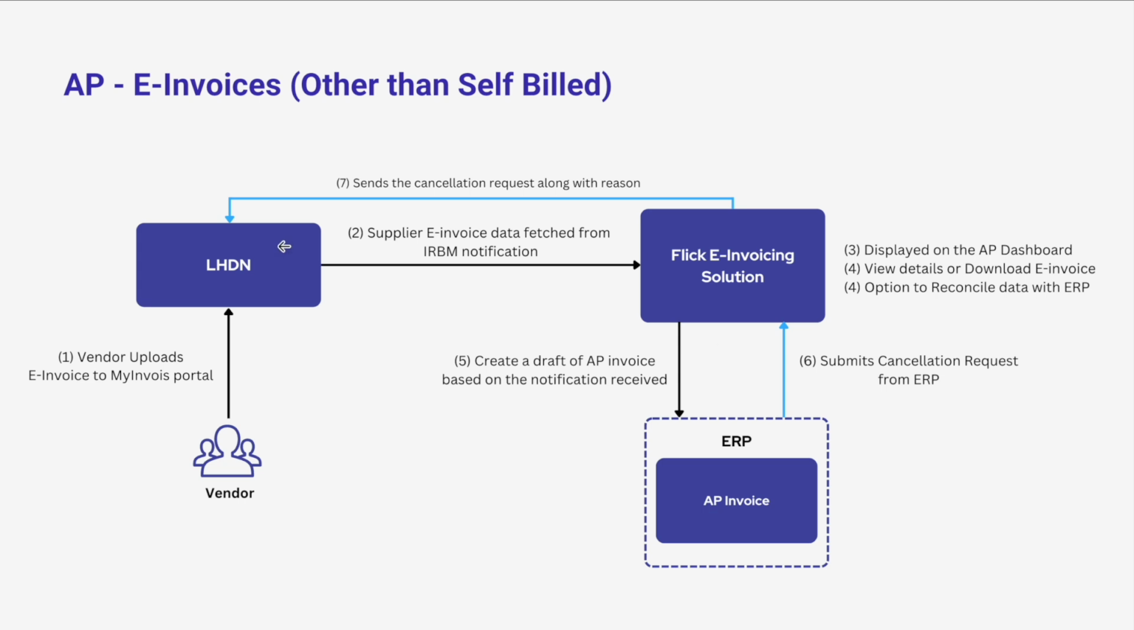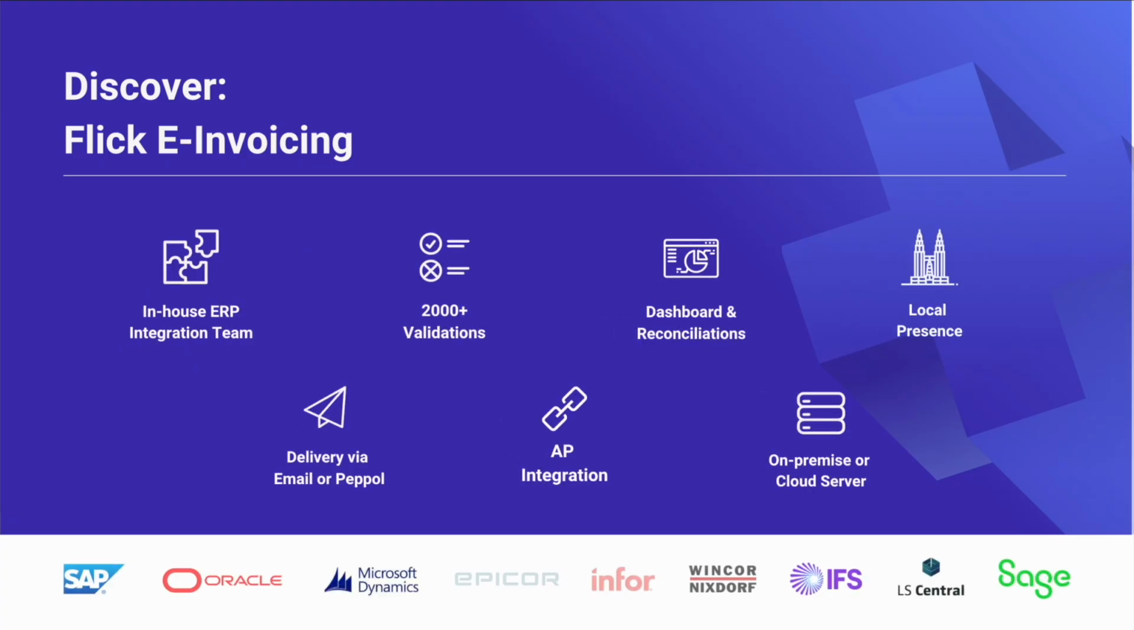Now that we have seen all the integration flows, let us see how Flick can help your business on your e-invoicing journey. Firstly, we have our in-house ERP integration technical team who will be able to make an end-to-end integration from your ERP, be it SAP, Oracle, Dynamics or any other standard or customized ERP or POS system. We have over 2000 validations so that the rate of rejection can be reduced to the lowest. This is combined with a sophisticated dashboard and reconciling reports that help you identify any gaps, be it AR or AP.